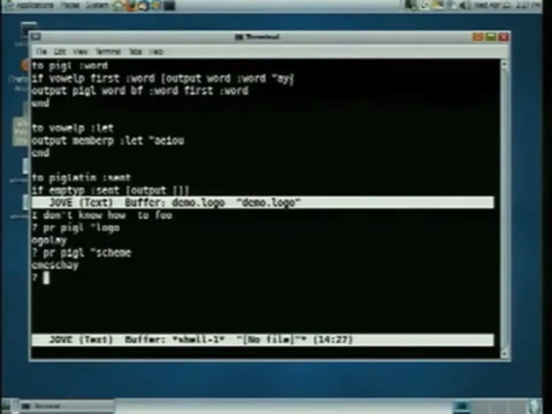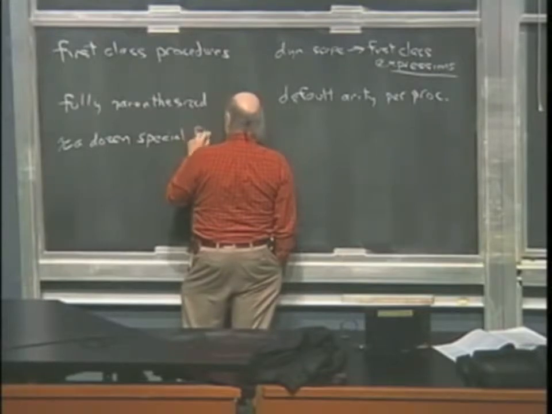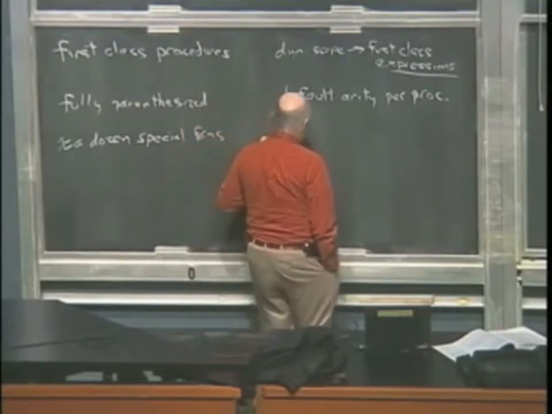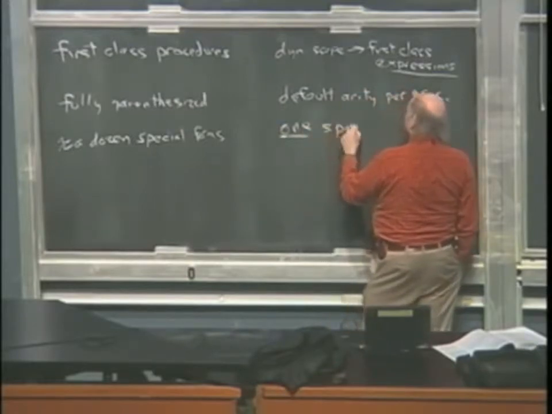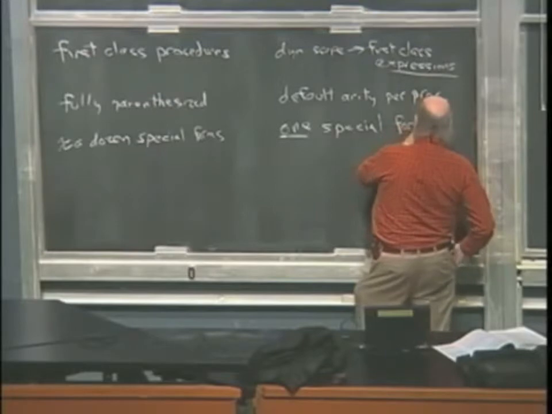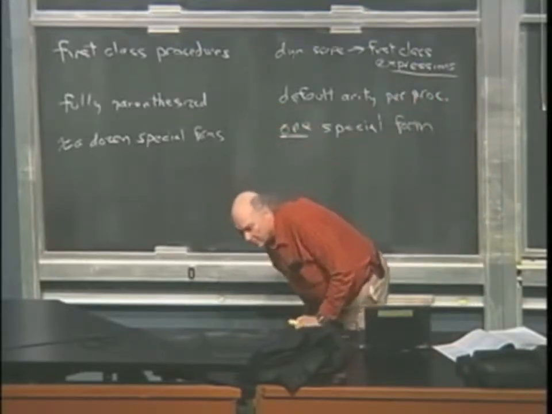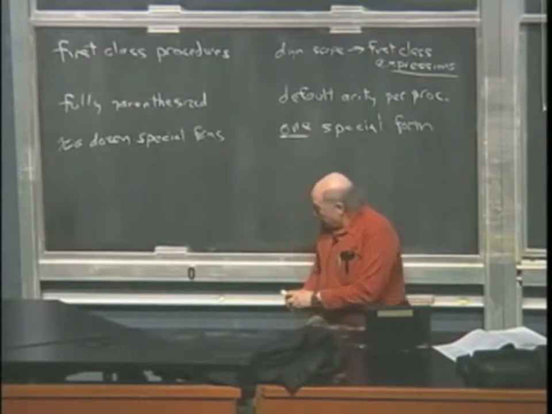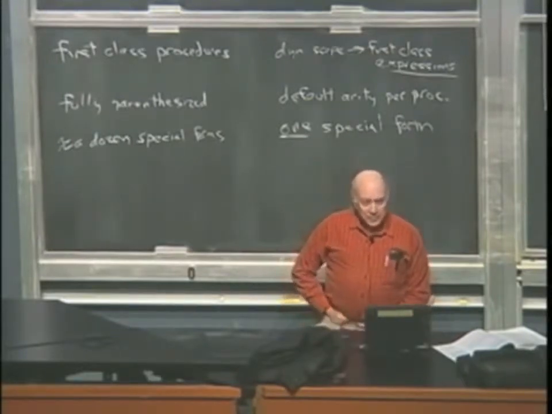About a dozen special forms in Scheme. There's only one special form in Logo, and that's "to" for defining procedures. Everything else is an ordinary procedure that evaluates its arguments.